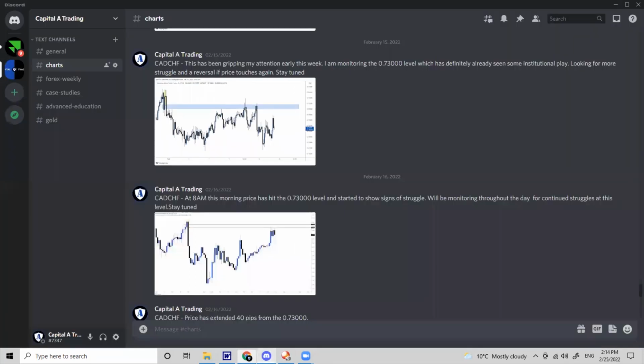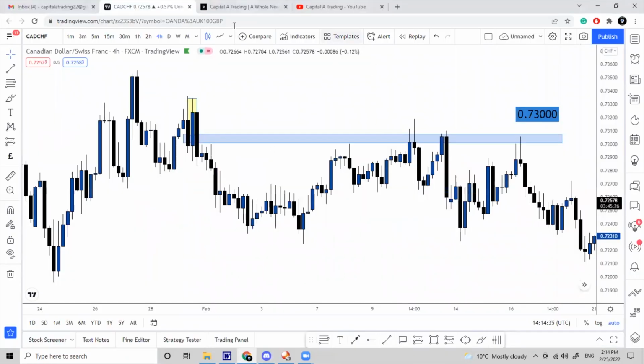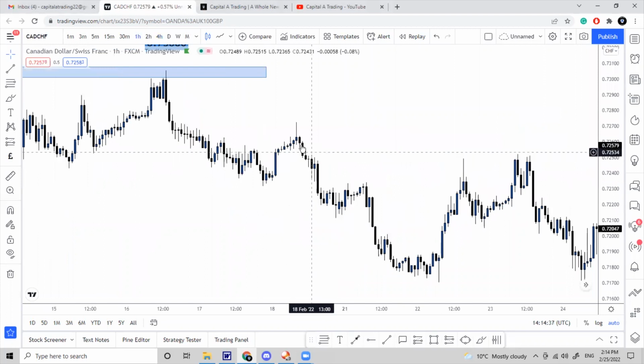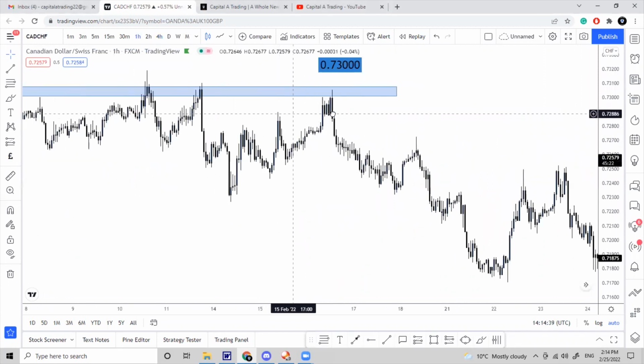Now, what I wanted to mention through my Discord channel, this was mentioned throughout the week. I was saying that this has been gripping my attention, and I told my students to keep an eye on that 73 level, which definitely already had some institutional play. Then it came to the 8 o'clock in the morning. Price hits the level at that 73 mark, which I want to show you on the 1-hour time frame. So price comes to this level and hits into it.